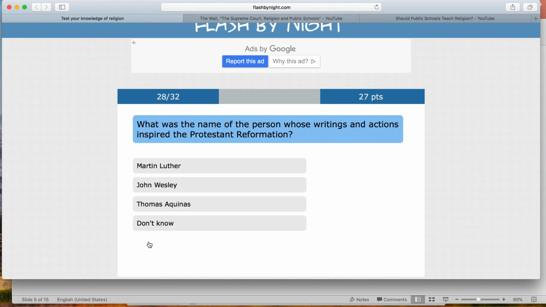Next question. What was the name of the person whose writings and actions inspired the Protestant Reformation? Was it Martin Luther, John Wesley, Thomas Aquinas, or we don't know? You selected Martin Luther, you are correct.